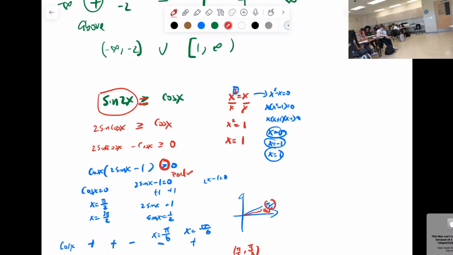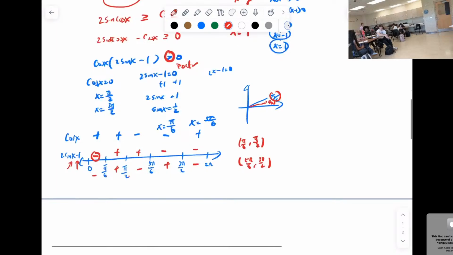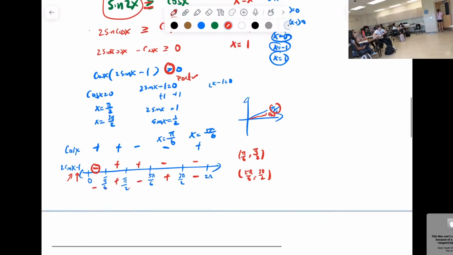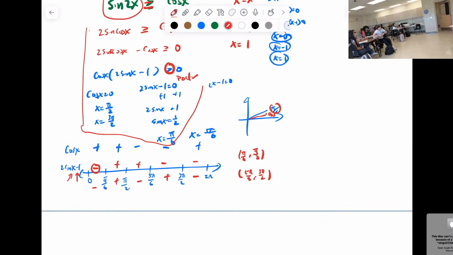How many people are lost? I need to repeat it to be able to get back. Do you understand how to solve the equation? That's the most important part right here.